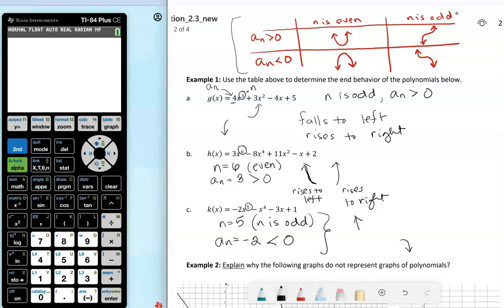And I'm leaving this gap in here because the function can do many things between going to the left and going to the right in infinity. But just looking at the ends, ignoring what happens in the middle, all the zeros and those things, we're going to say when the degree is odd and the leading coefficient is negative, it's going to rise to the left and it's going to fall to the right.